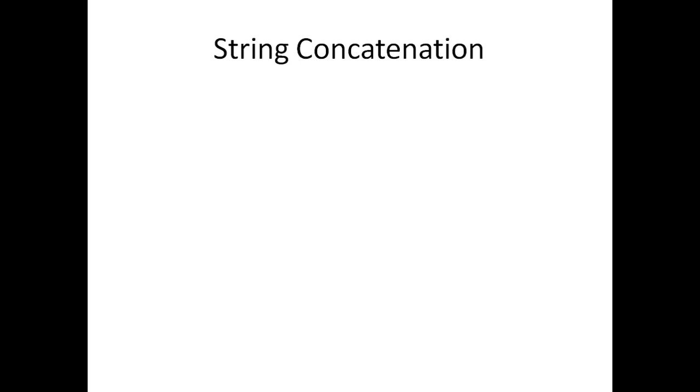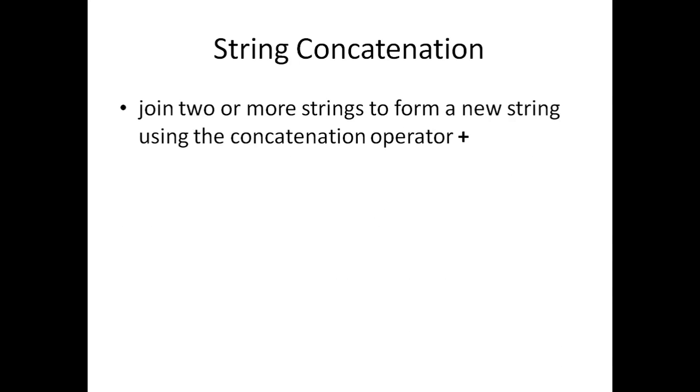Next, we will see another topic, string concatenation. Concatenation means to join two or more strings to form a new string. This can be done in Python using the plus operator. It's like addition. So the plus operator joins two or more strings together. We will see an example.